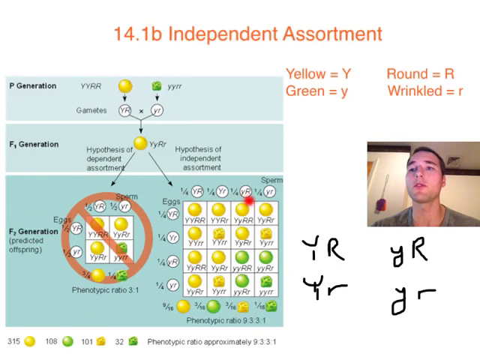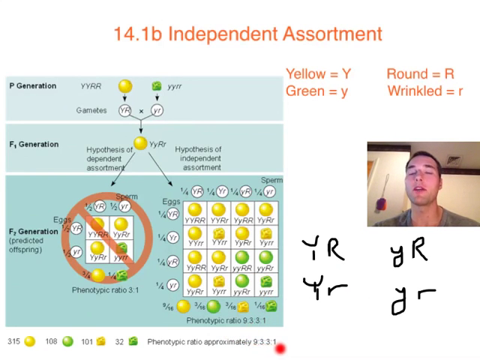Our yellows that are also round, that's one of our phenotypes, there would be 9 of them in this Punnett Square. The yellows that are wrinkled, there happen to be 3 of those. The greens that are round, there's 3 of those, and there's 1 with both recessive alleles, both recessive traits showing up, the green and the wrinkled. 9 to 3 to 3 to 1 would be our expected ratio.